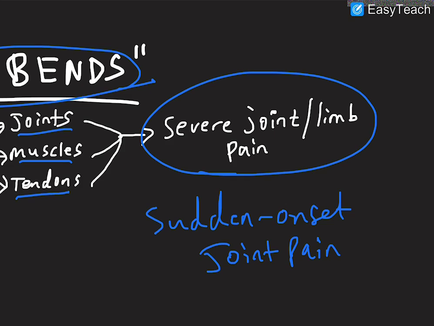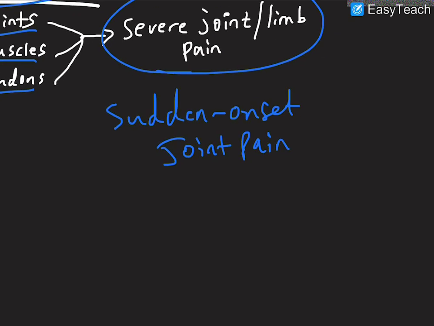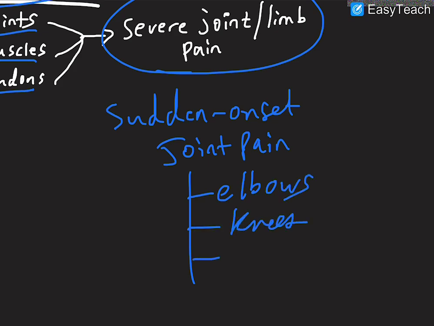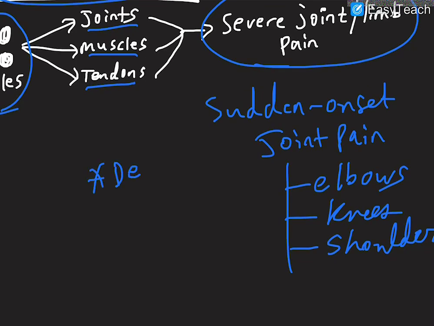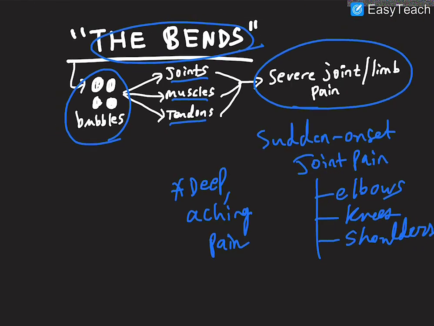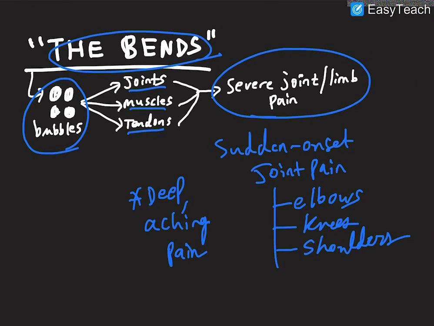That's obviously going to be bad, and some joints to keep in mind are your elbows, your knees, or your shoulders. If the nitrogen bubbles deposit in those joints, you can get sudden onset joint pain, and it's also important to remember that it can be a deep or aching pain. All right, so that's the bends. That's not that much that goes into this type.